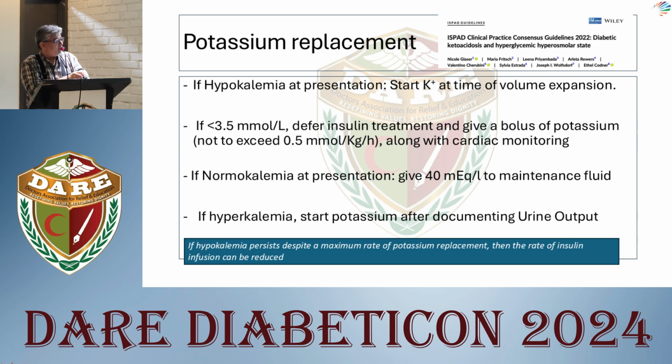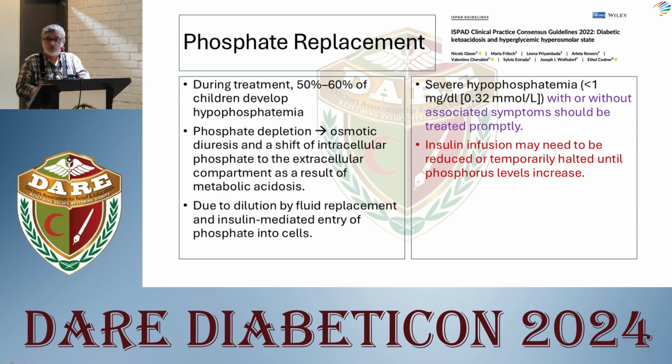If you have a normal potassium, then you just need to add 40 milliequivalents per liter of potassium in your normal maintenance IV fluid. If there is hyperkalemia, which is possible because of acidosis, in that case you wait for urine output. If your urine output is nicely coming, then you can start 40 milliequivalents per liter of potassium in your maintenance IV fluids. Coming to phosphate, hypophosphatemia is also a big problem in DKA and this needs to be corrected, and sometimes you may have to actually stop insulin therapy, correct phosphate and then start insulin therapy once again.